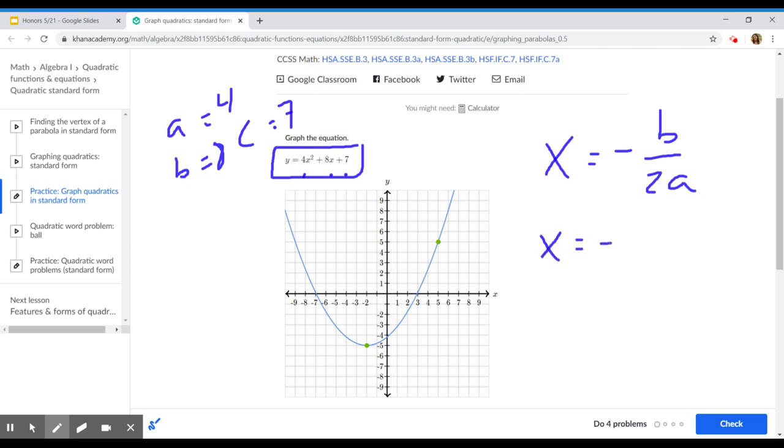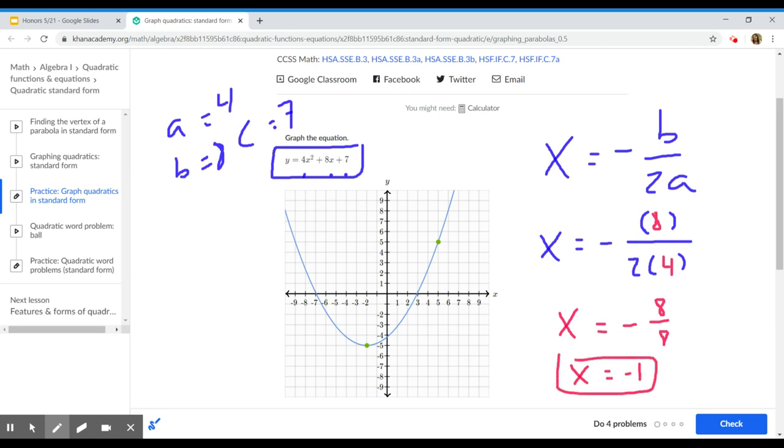x is going to equal the opposite of, and I'm leaving myself blanks to fill in. My b value was 8. My a value was 4. So if I start to evaluate, x is going to equal the opposite of 8 over 8. x equals -1 is where my line of symmetry is going to be.